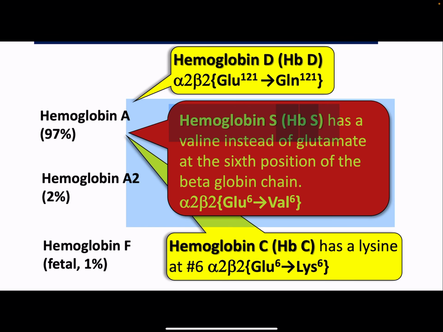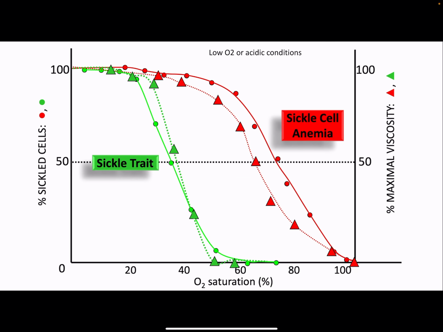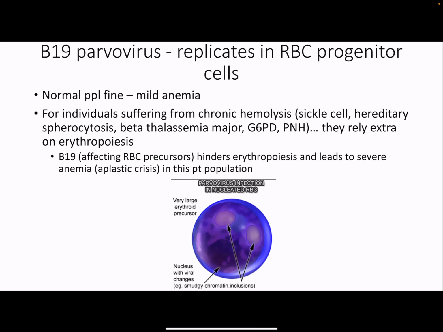So hemoglobin A, so this is specifically the beta globin gene, our sixth amino acid. The glutamate is converted to a valine. Valine is hydrophobic, and all of these hydrophobic things stick together, hence the sickling. And at low oxygen and acidic conditions is where the sickle cells will precipitate together and aggregate. So at low oxygen and acidic conditions, this disease is going to be worse.